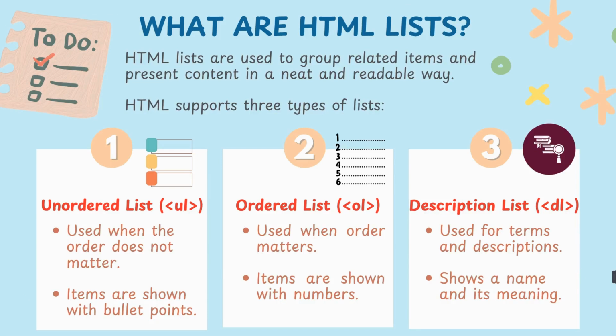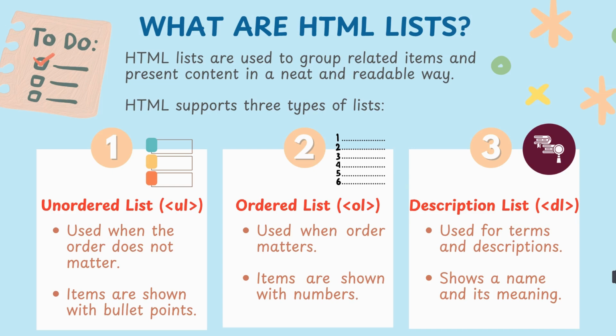So what are HTML lists? HTML lists are used to group related information and present content in a neat and readable way. HTML supports three types of lists, as you can see on my screen: an unordered list, an ordered list, and a description list. An unordered list is used when order doesn't matter.